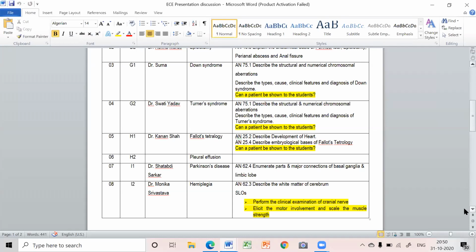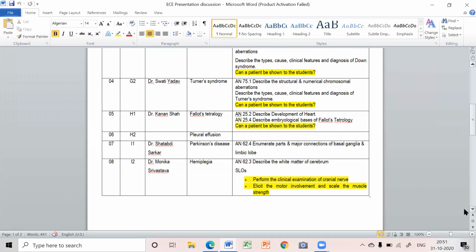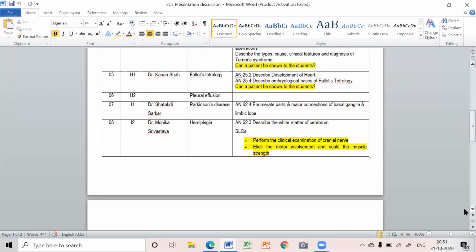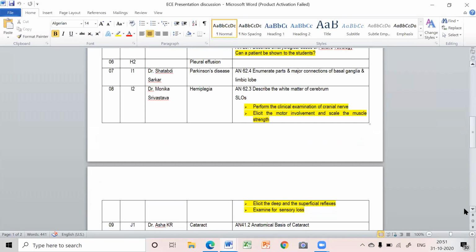Likewise for Turner syndrome also, but I think it was discussed in the presentation. The initial soft copy module I received did not include showing a patient, but today in the presentation, they had modified it. So that was okay. For Fallot's tetralogy also, a patient can be shown. And coming to the hemiplegia module, Dr. Monica presented this.